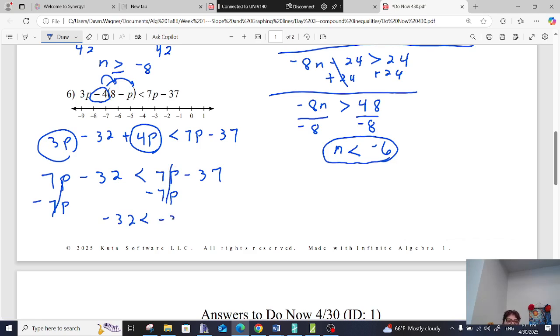And it's a no solution because this is untrue, right? Now, if this was flipped around, if it was greater than, then I'd say all real numbers, because then it would be true. But in this case, this is no solution. And if it's no solution, you don't graph.